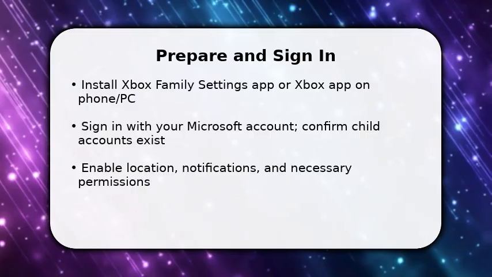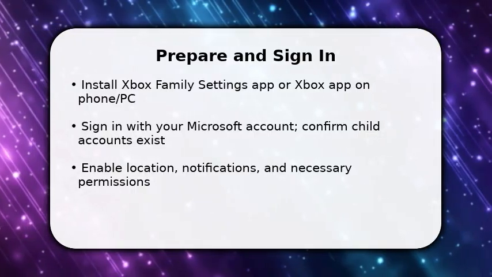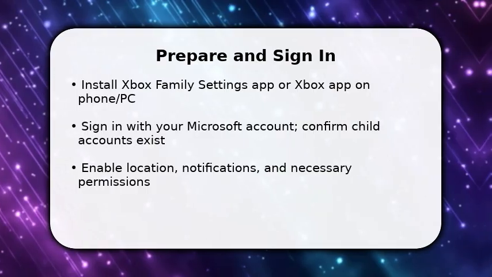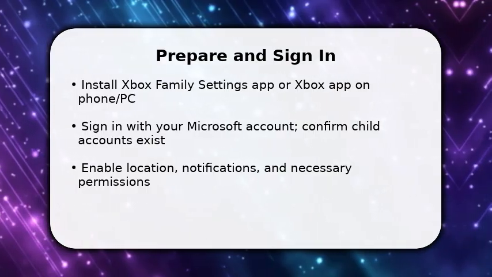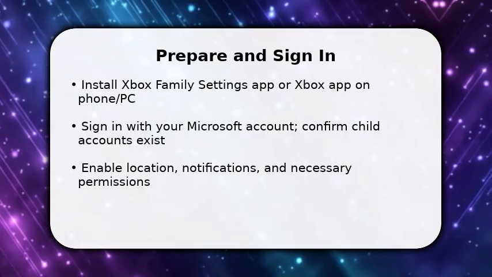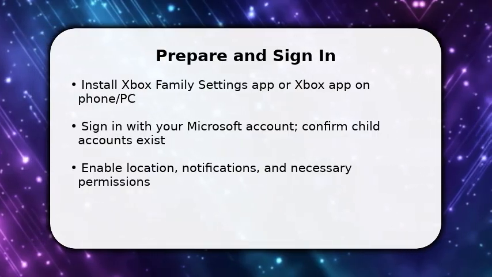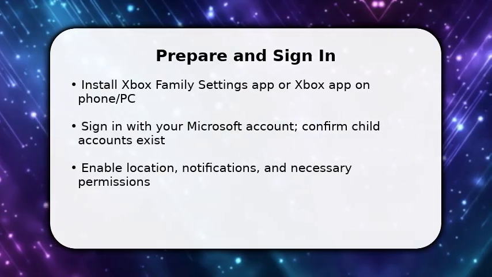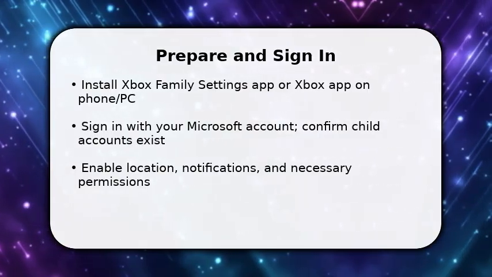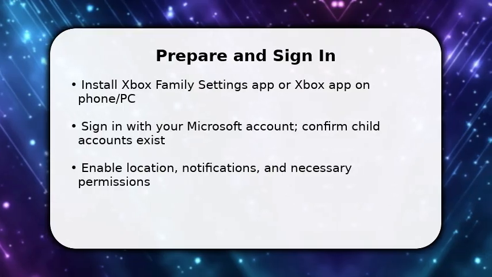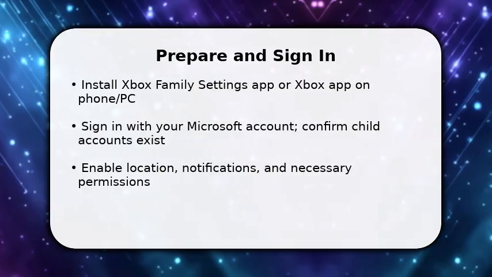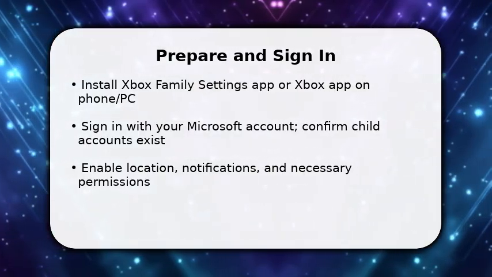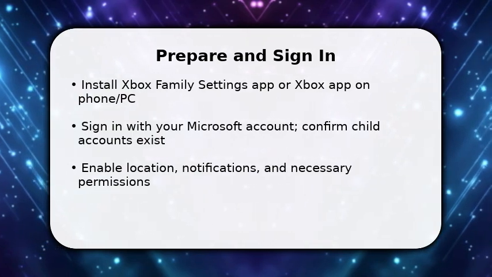You start by installing the Xbox Family app or the main Xbox app and signing in with your Microsoft account. Make sure the child accounts are already created in your Microsoft family. Without them, you cannot manage controls. Once done, grant the app location and notification permissions so invites and requests arrive reliably. If you use two devices, sign in on both and confirm the same account. This ensures settings sync immediately and prevents conflicting controls.